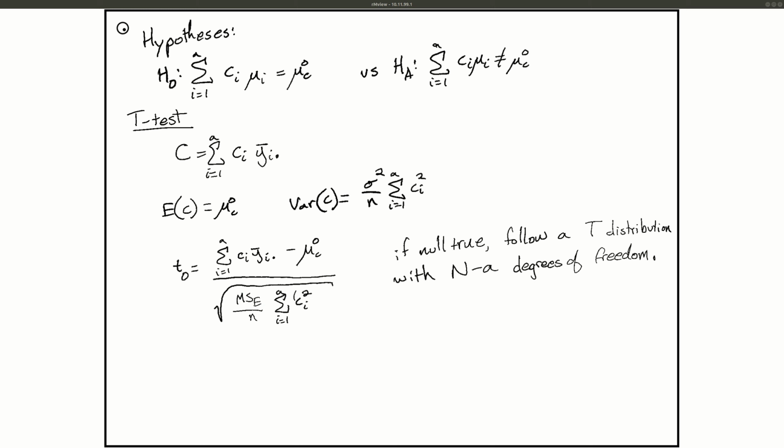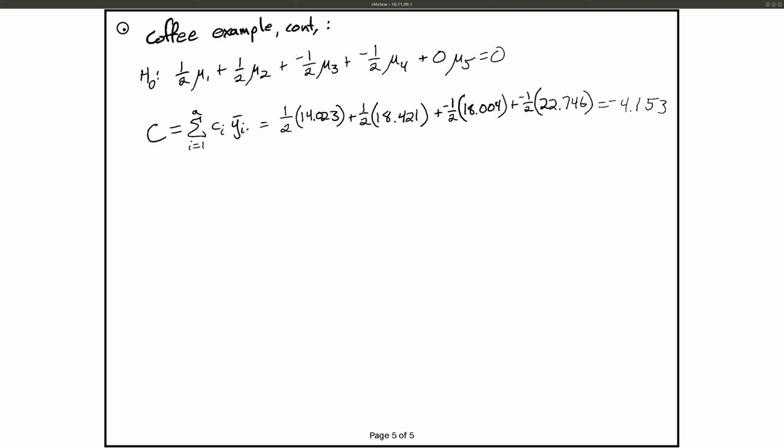However, we were given the sample variances. And we know that the mean squared error is a weighted average of the sample variances. And in this case, all of our samples have the same sample size. So for us to calculate the mean squared error, we just need to take an average of the sample variances. So the sample standard deviation for recipe 1 was 3.434. So we'll square that to get the sample variance.